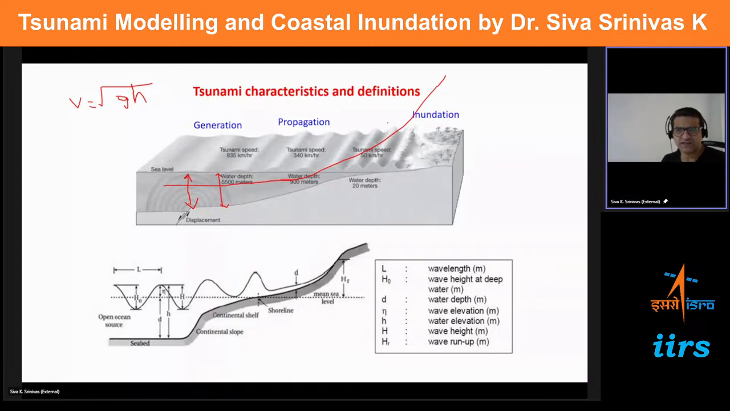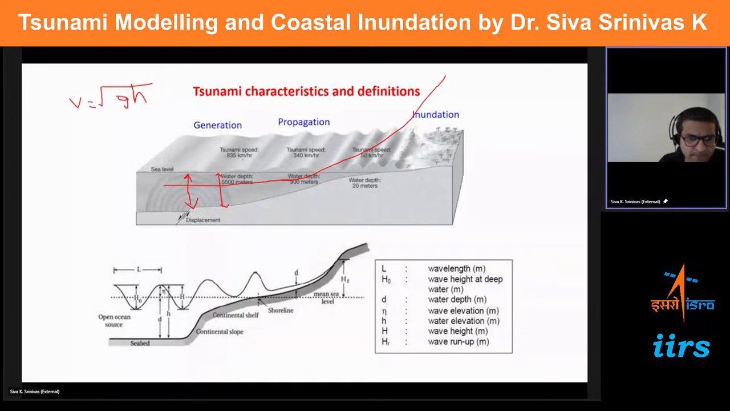So because of the shoaling effect, when tsunami enters the coast, the wave height of the tsunami increases or rises when it crosses the coast or enters onto the coast as depth decreases.